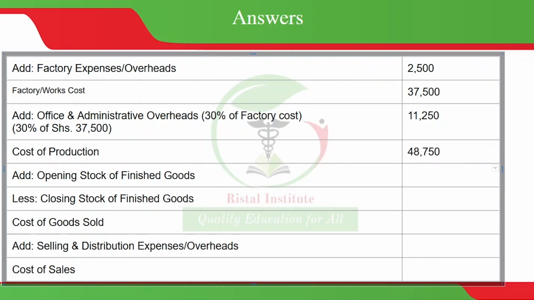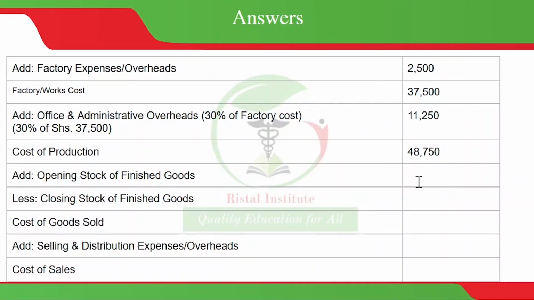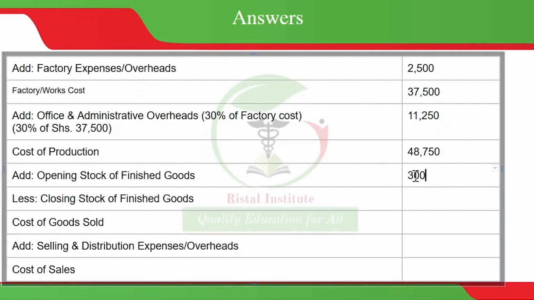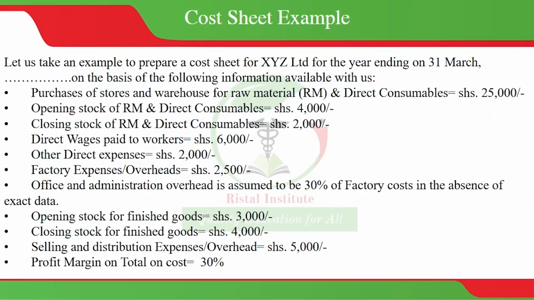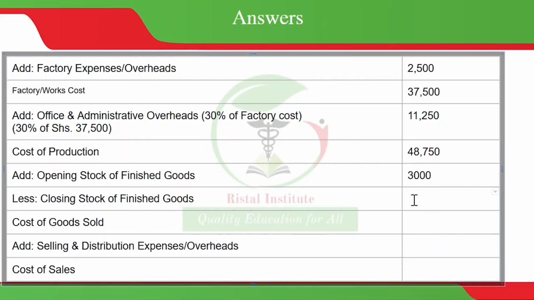Do we have the opening stock? Yes, we have the opening stock of finished goods, which was 3,000. So we add 3,000. Then we less the closing stock of the finished goods. We come back to our question and check what was our closing stock for finished goods, which was 4,000. So minus 4,000, we open bracket and put 4,000. Remember, any subtraction in accounting, you have to put in bracket.